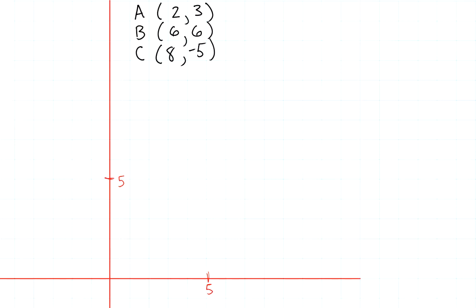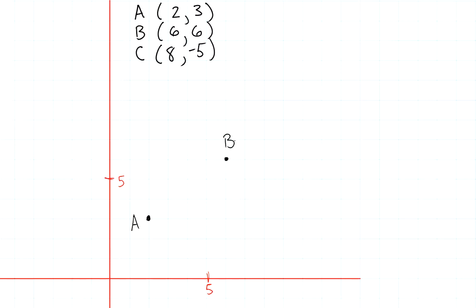I've got a nice looking little grid, and I've written down the points again. Let's go ahead and plot these. My first point is over 2 and then up 3. And this is point A. So let's label that A. The next point I have is X is 6 and Y is 6. So I went over 6, up 6. And this is point B.